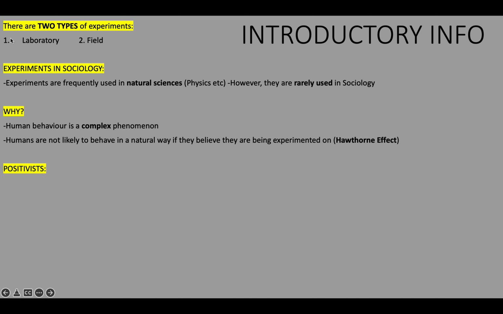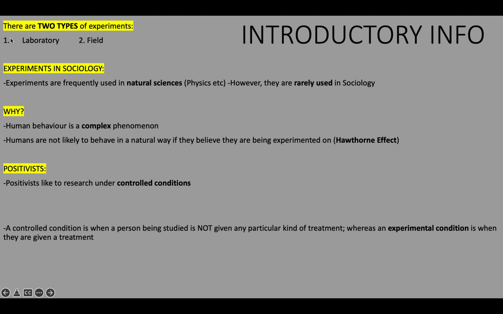So let's look at positivists. Obviously, we know positivists are a theoretical perspective. Remember that key term? Positivists are very in favour of researching under something called controlled conditions. Now, this is a really key term: controlled conditions. Let's look at this. What does it mean?